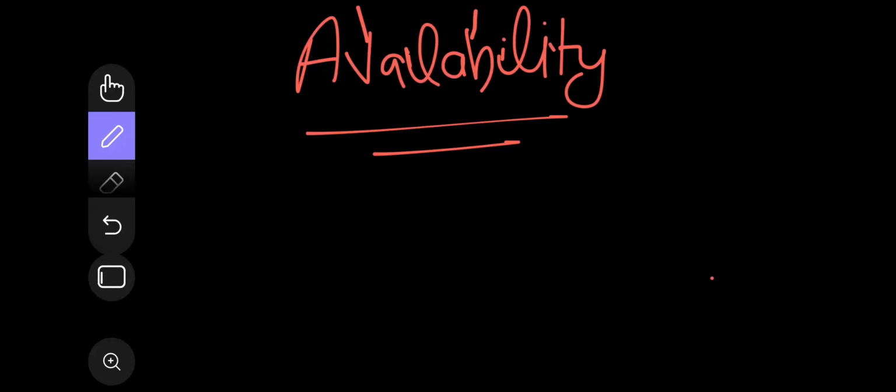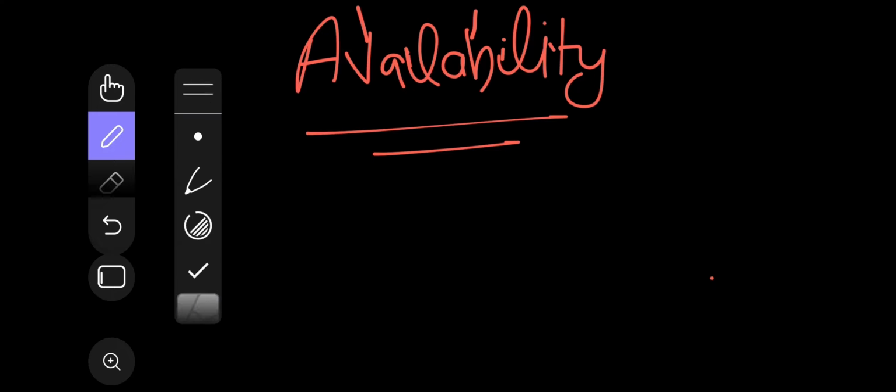Hi everyone, today we would be looking at availability. As in the previous video, we have already talked about latency and throughput. It's very important for us to understand availability. Not only availability, we will also be looking at redundancy, SLA, the service level agreement, and SLO, service level objective, these four topics. So let's start with availability.